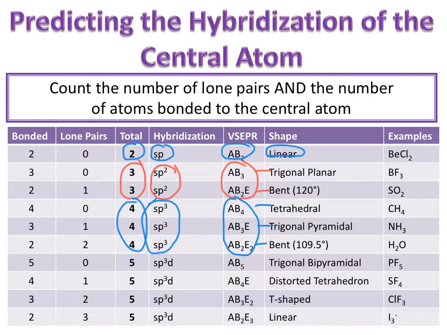And finally, on this slide, we have 5 total domains. So we need 5 orbitals to mix together. The 5 that we're mixing are the s, 3 p's, and 1 d, the sp3d hybridization, and the VSEPR classes are AB5, trigonal bipyramidal, AB4E, distorted tetrahedron, AB3E2, T-shaped, and AB2E3, linear.